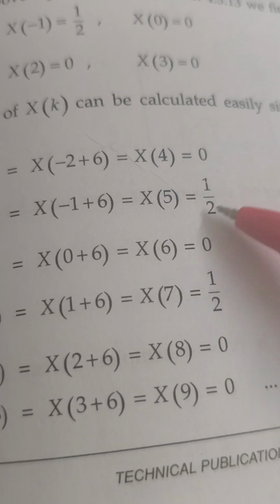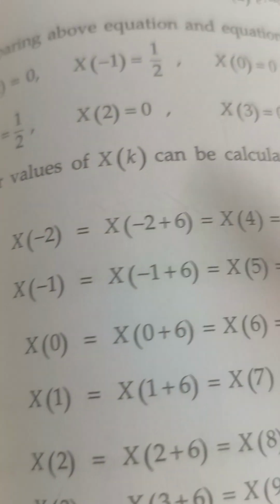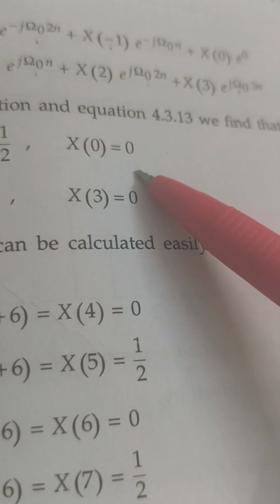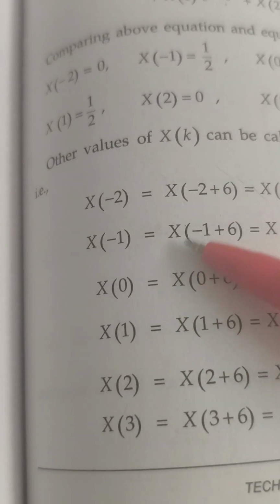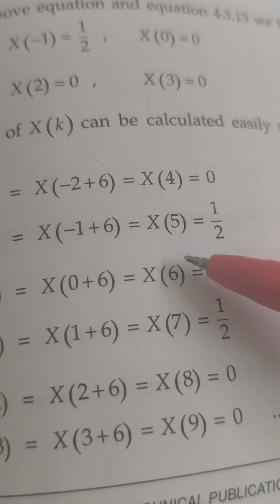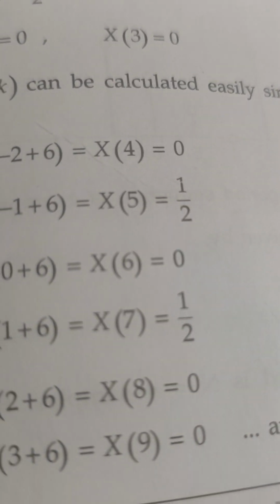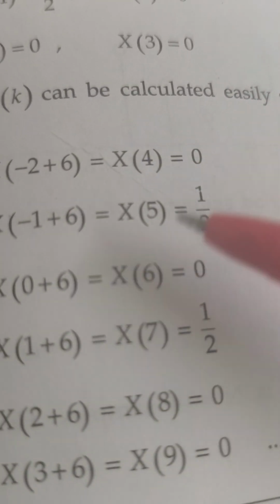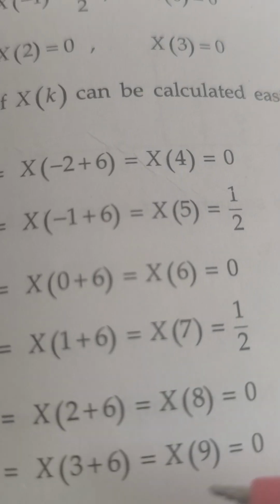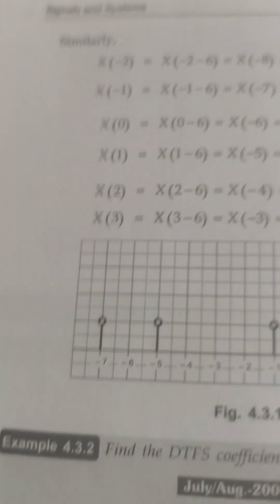X of 4 is 0, x of 5 is 1 by 2, x of 6 is 0, because x of 0 is 0. Like this, with adding 6, we'll get other values also. X of 4, x of 5, x of 6, these values we don't know, but we know these other values. Simply adding 6, we get the values of x of 4, x of 5, x of 6, x of 7, x of 8, x of 9. Like this, we'll get the values of other sequences also.